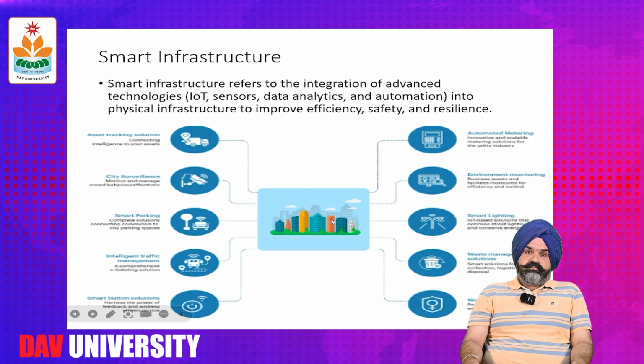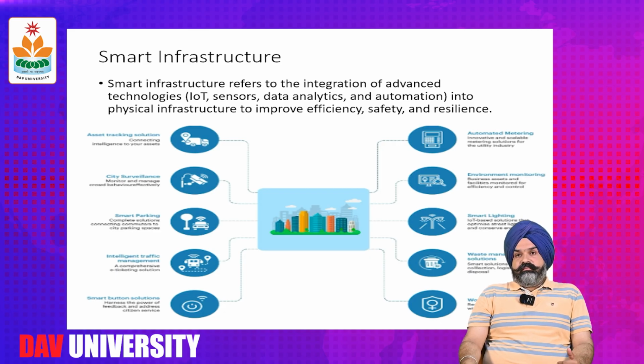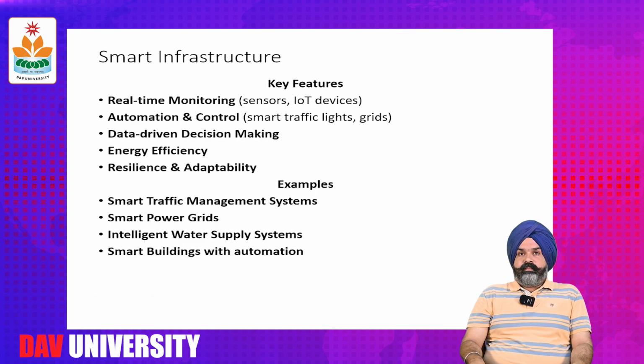A smart system must be an asset tracking solution. It should be like city surveillance. It should be like smart parking. These are all examples of smart infrastructure, like intelligent traffic management, automated monitoring, environmental monitoring, smart lighting, waste management solutions, etc.